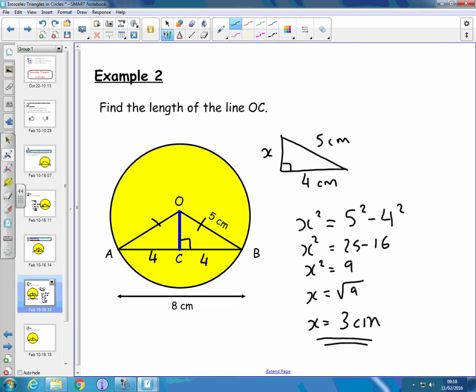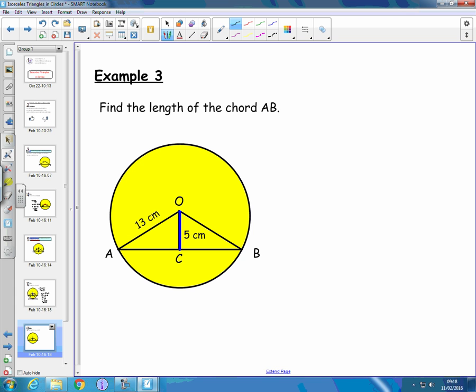Okay, next example we're going to have a look at is example 3, and we're going to find the length of the chord this time. So we're told the length of the perpendicular bisector.